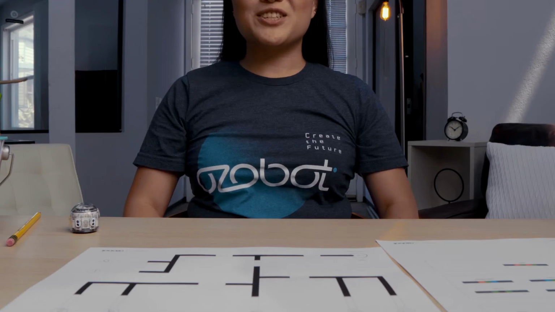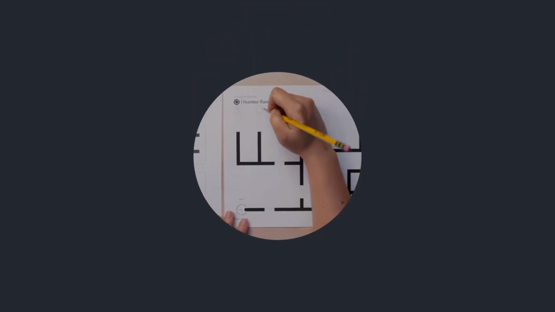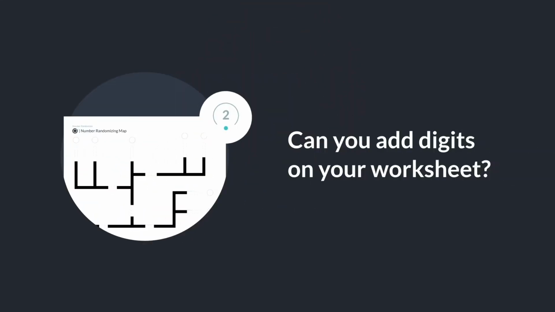This randomizing function is important for Ozobot to help us make a random number. Can you add digits on your worksheet?